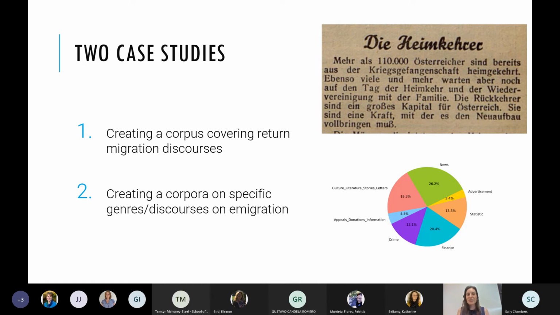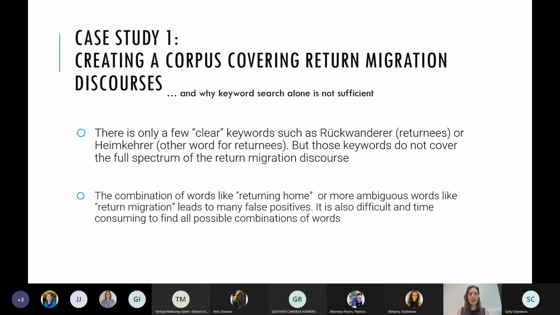studies. So this is from the theoretical aspect, but I'm trying to be more practical now. I already presented the two case studies, the one on return migration discourses and the other one on creating a corpus on specific genres, discourses on immigration. So starting with case study one, the return migration case, and why keyword search alone was not sufficient for me.